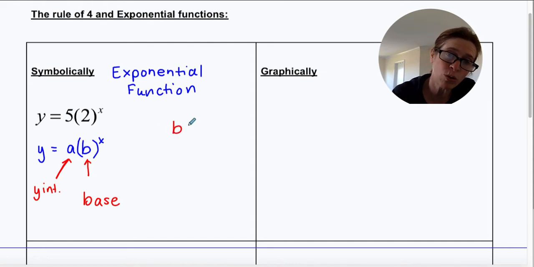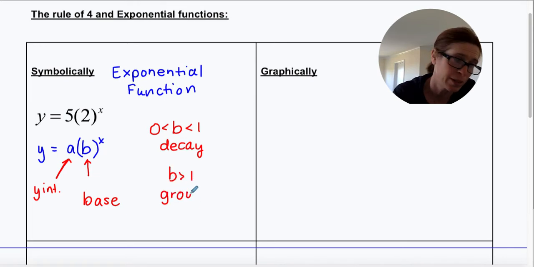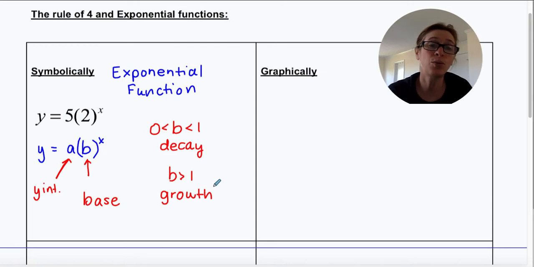B told me that if b was less than 1 but greater than 0, it was decay. And if b was greater than 1, it was growth. So when we look at an exponential function, we're going to want to be able to identify that. We're also going to want to be able to picture it graphically.